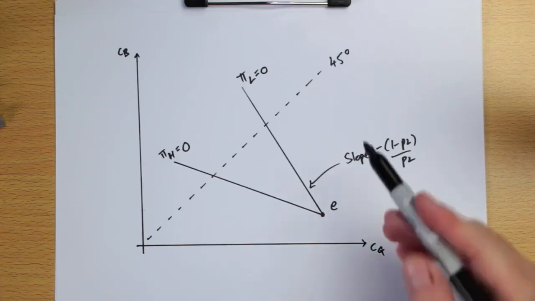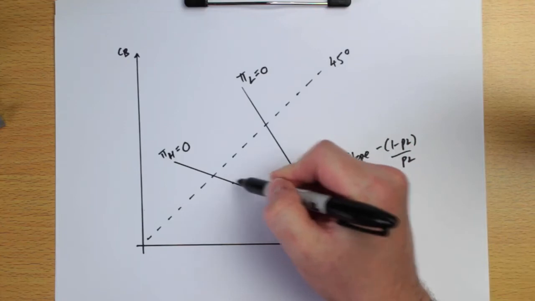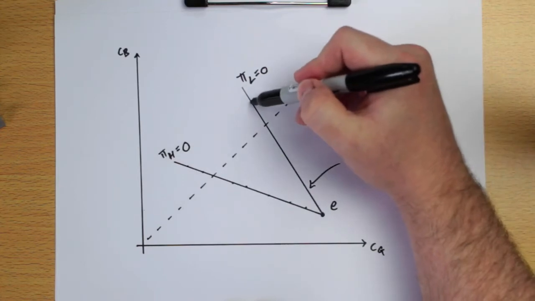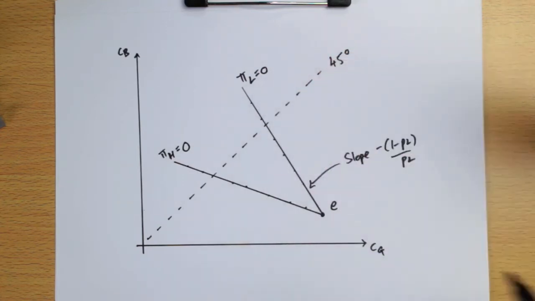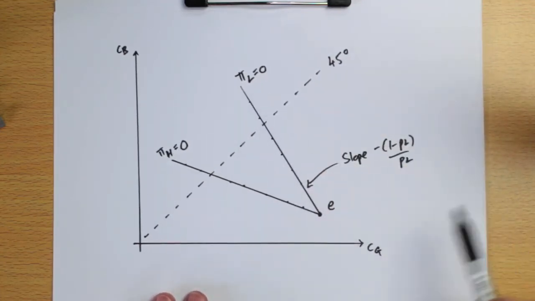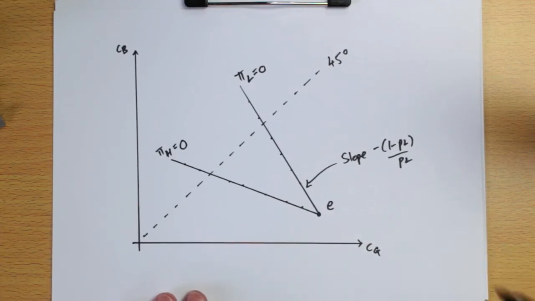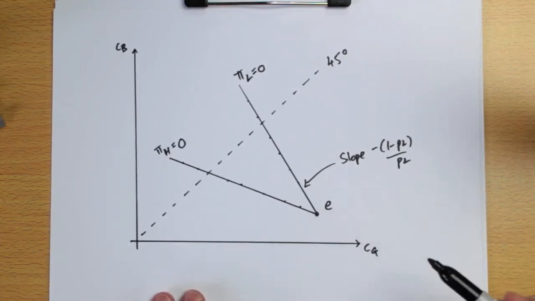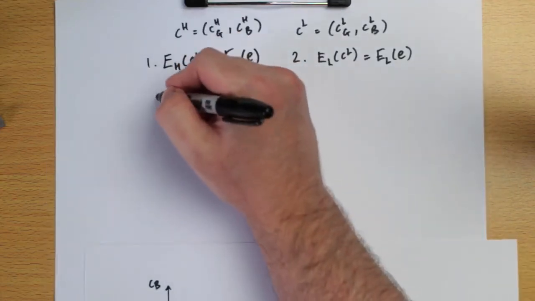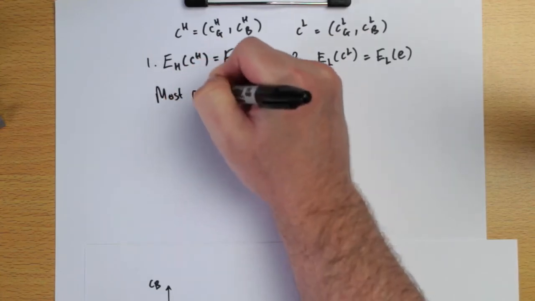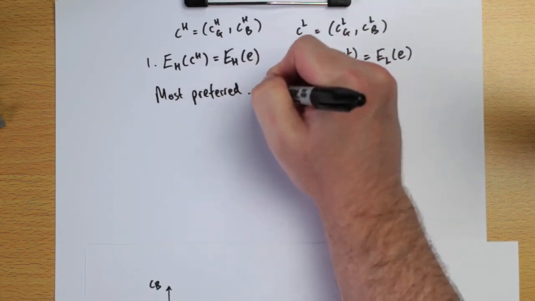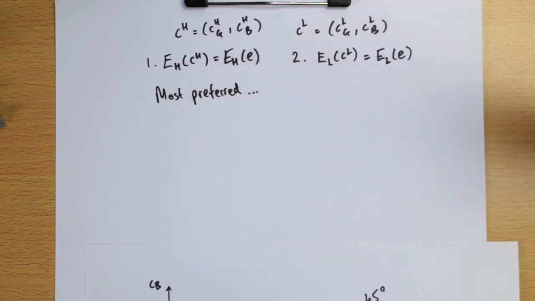Now, our first 2 equations say, well, CH has to be somewhere along this line, and CL has to be somewhere along this line. So that's what we know so far, 2 equations, and we've pinned it down to saying CH is on this line and CL is on this line. What else can we say? Well, we know that the following is also true, that these contracts are the most preferred from the consumer's perspective of these zero profit contracts.